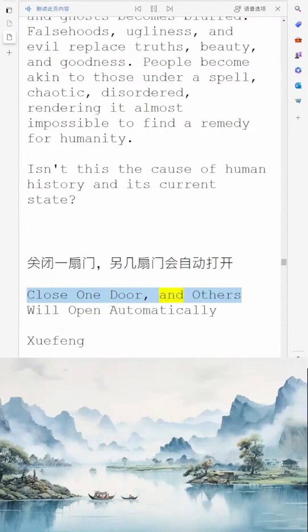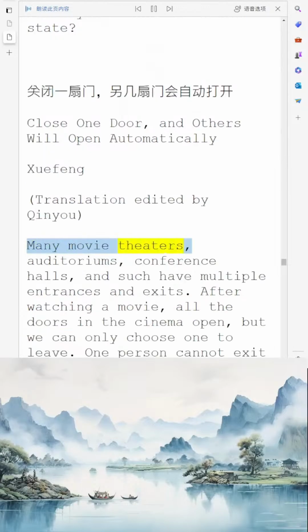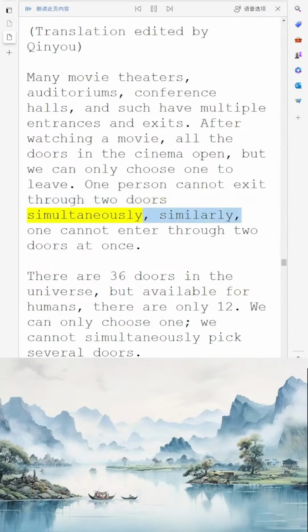Close one door, and others will open automatically. Many movie theaters, auditoriums, conference halls, and such have multiple entrances and exits. After watching a movie, all the doors in the cinema open, but we can only choose one to leave. One person cannot exit through two doors simultaneously. Similarly, one cannot enter through two doors at once. There are 36 doors in the universe, but available for humans, there are only 12. We can only choose one.